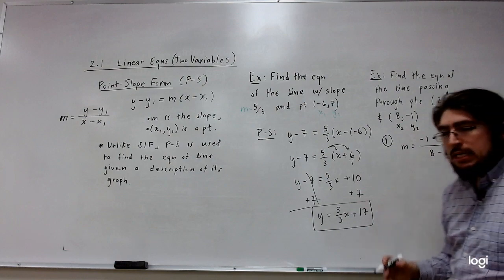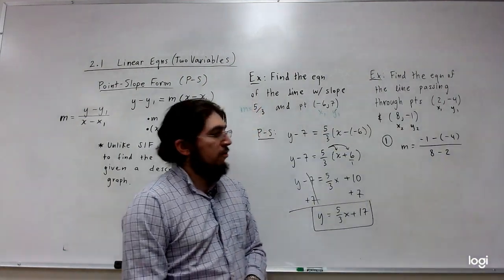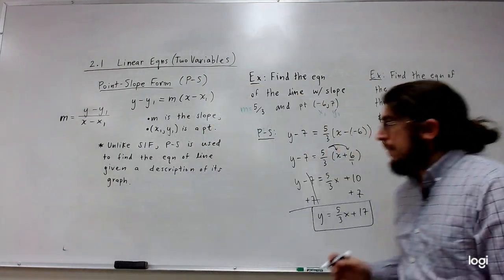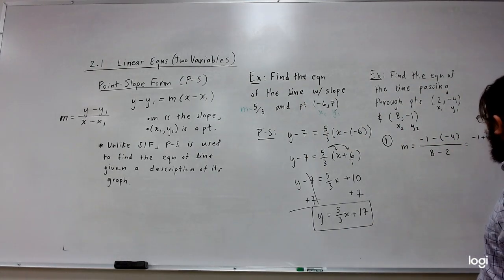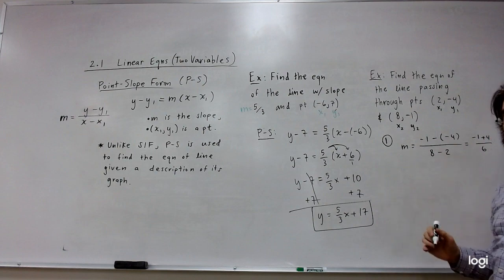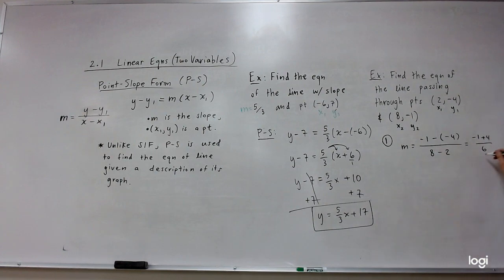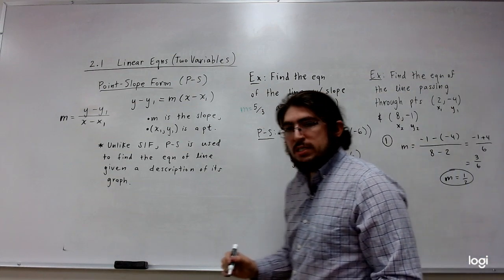We end up with this: negative 1 minus negative 4 over a minus 2. Great. So what does it simplify to? This is negative 1 plus 4 over, well, a minus 2 is 6. So this ends up being 3 over 6, which is 1/2. So I'm going to write m is equal to 1/2, and I'm going to circle that. That's the end of the first step here.